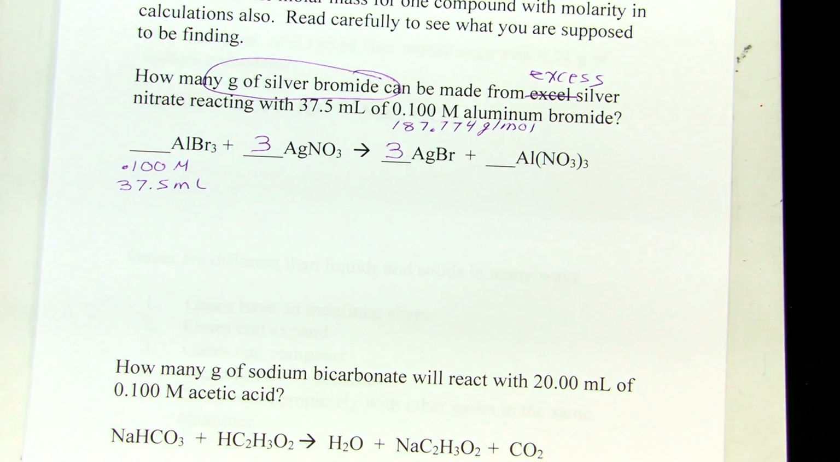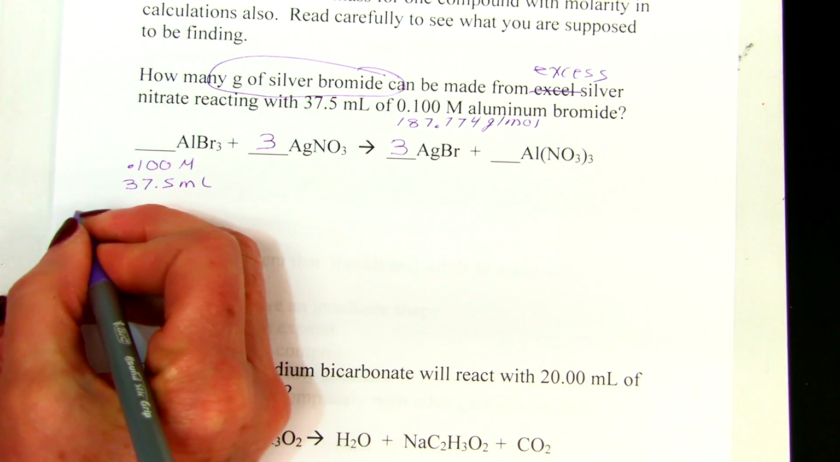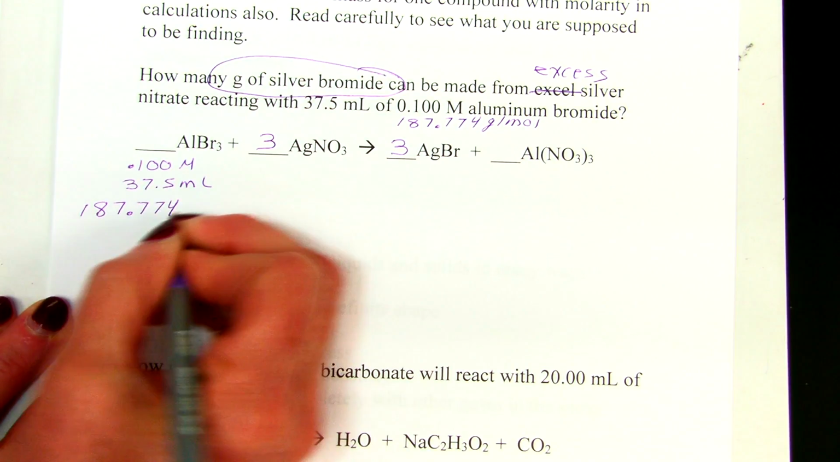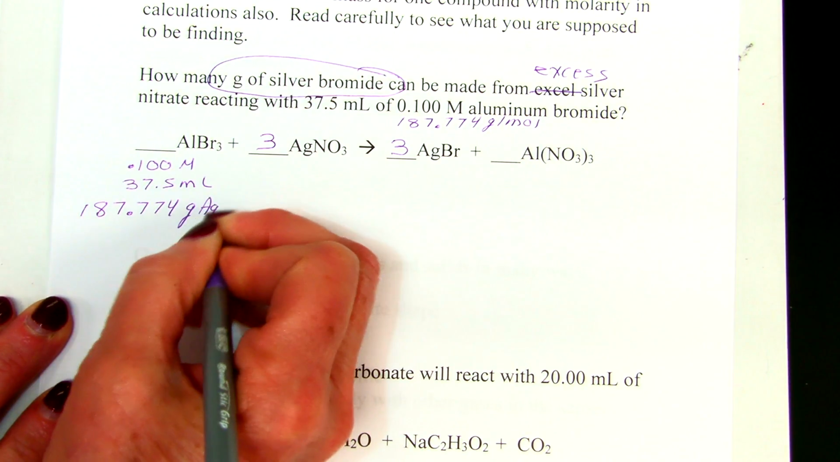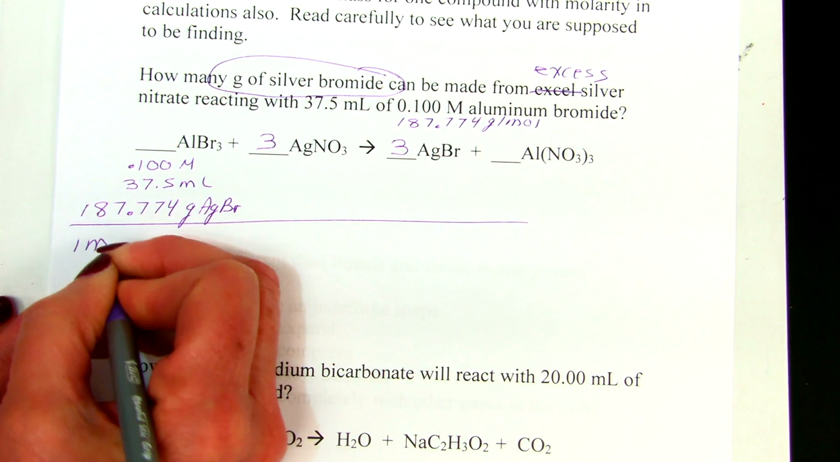So now I want my answer in grams of silver bromide. So I'll start with the molar mass. 187.774 grams of silver bromide is 1 mole of silver bromide.